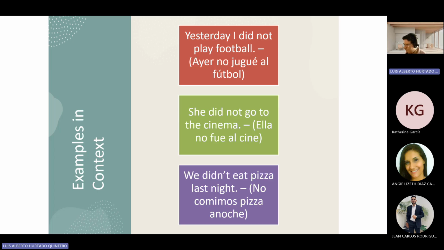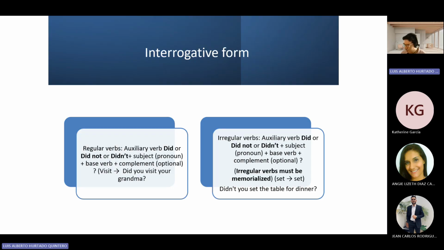Y por último, the last one would be the interrogative form. Regular verbs: auxiliary verb did starting the sentence, or did not, or the contraction didn't. The subject, which is the pronoun I, you, he, she, it, the base verb, and the complement, which is also optional, and the question mark. Okay, so you see the example on this chart. Did you visit your grandma?